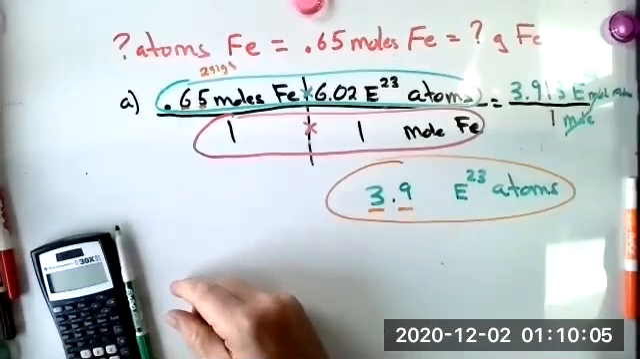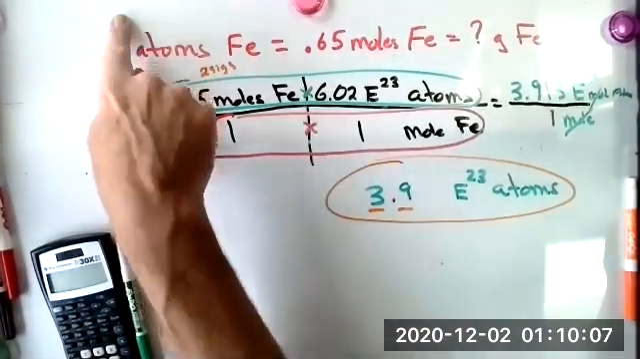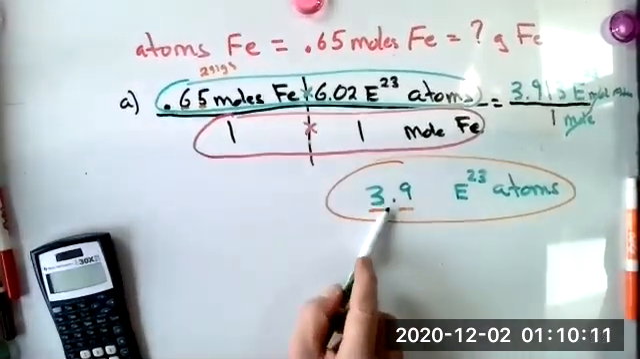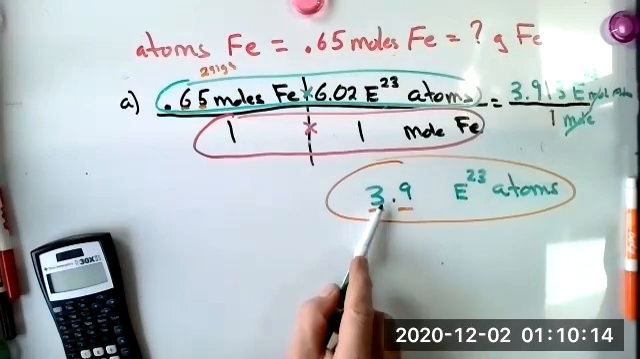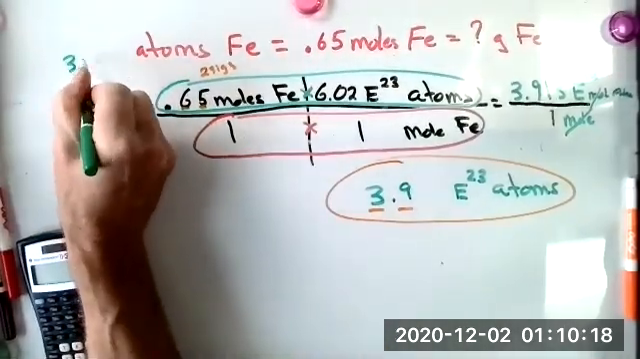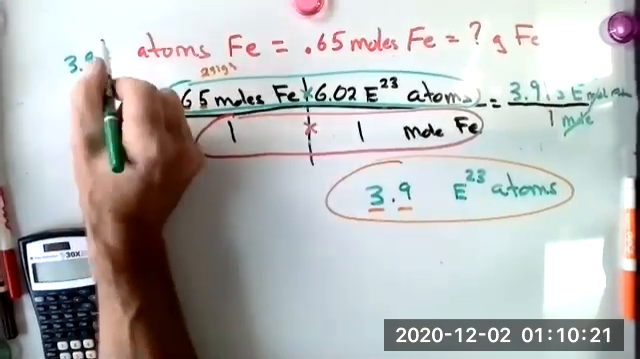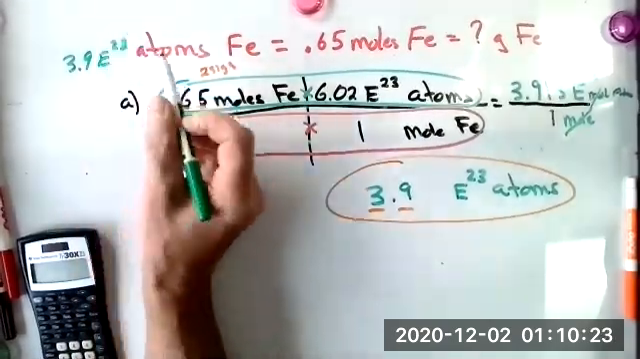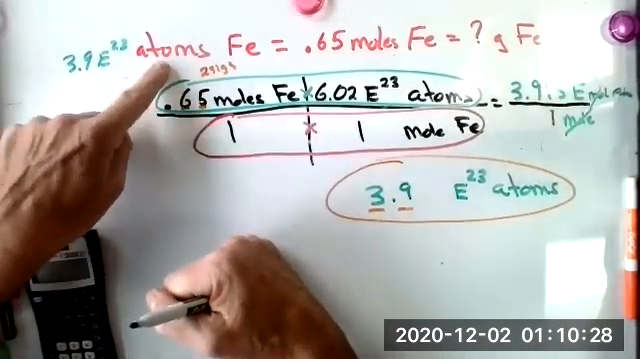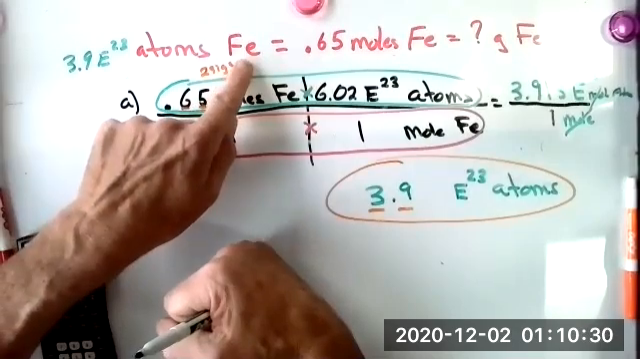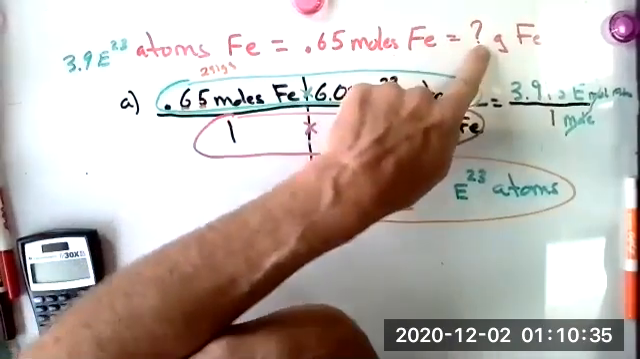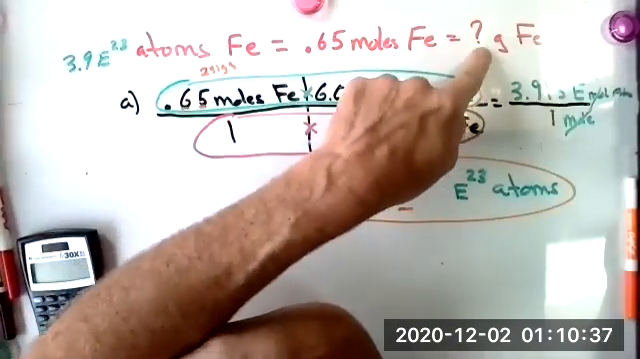What do we do? Hey, we just found this, which is this. Okay, now watch. Pay attention. I want to take this value, this number, and put it right here. 3.9 e 23rd. Okay, so 3.9 times 10 to the 23rd atoms of iron, yes, does equal 0.65 moles, but how many grams?